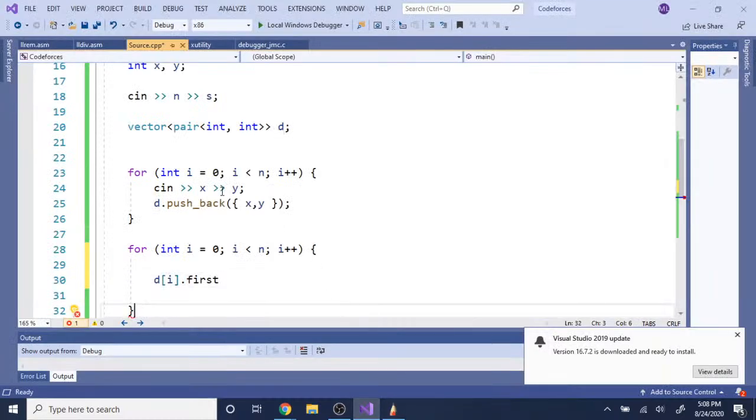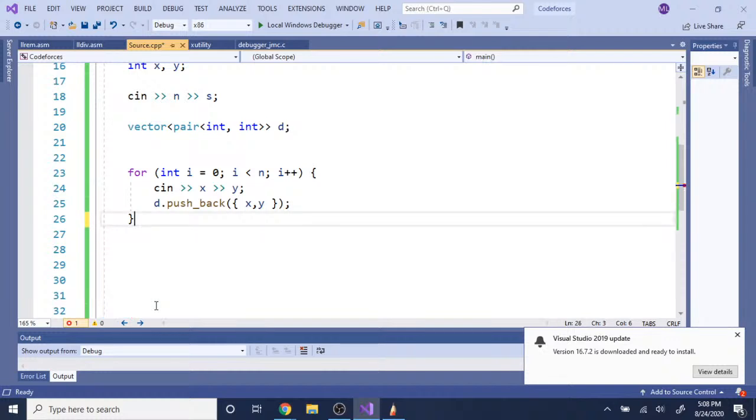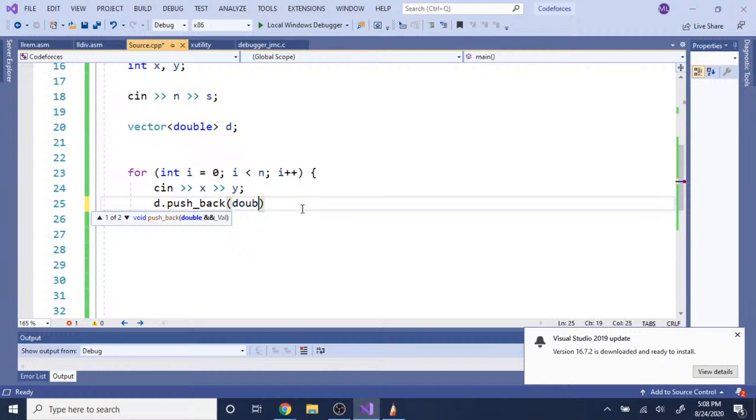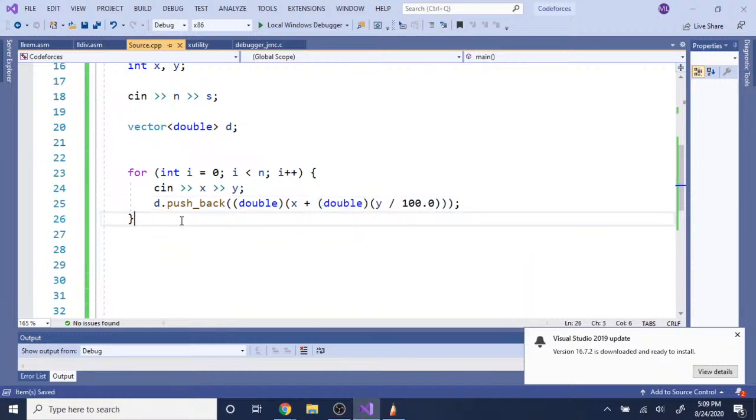So let's make it into a double. Let's think. Yeah, it's actually better if we make it into a double. We'll take x, and y divided by, so this is actually gonna be double. D dot pushback, we're gonna cast this to a double. And then we take x plus y divided by 100, so y divided by 100.0 to make it double. Then let's cast this to a double also to forcibly make it a double. And now we have the double.